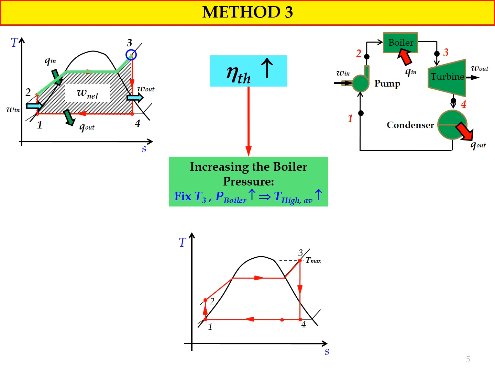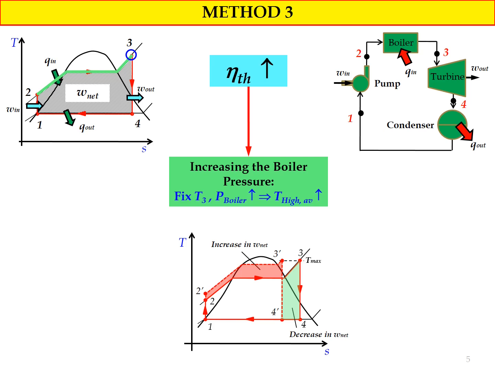Okay, so if you look at the TS diagram, what is the effect if we increase the boiler pressure and also fix the value of T3? Now we fix the value of T3 and then we increase the pressure of the boiler. You can see that by using this method, we will have an increase in W net value represented by the red color area in the TS diagram. However, at the same time, we will have a decrease in W net as shown by the green color area in the TS diagram. So we have both.